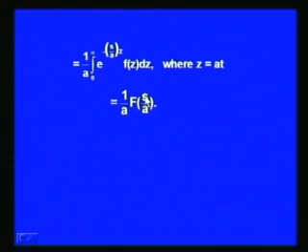We know that F(s) is equal to the integral from 0 to infinity of e to the power minus st into f(t) dt. So, in place of the variable t here we have the variable z, and s in F(s) is replaced by s by a here. So, we get the right hand side here as 1 over a into F(s by a).